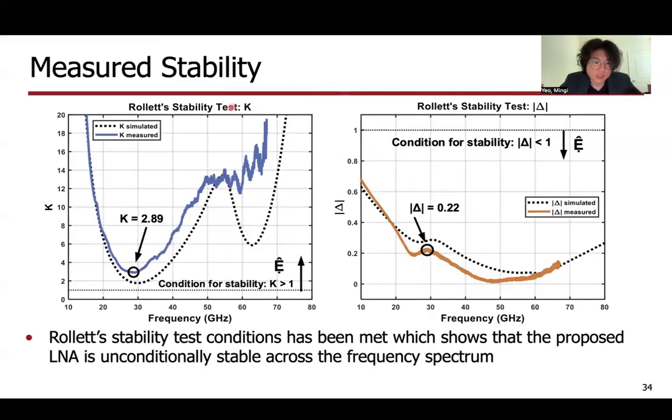The plots here show the Rollett stability test results. The plot to the left shows the K factor, and the measured K factor in blue here remained above 1. These are supposed to be smiley faces to represent that it met the condition. Likewise for this, the measured delta factor in yellow on the plot to the right remained below 1 and met the conditions for the Rollett stability test. As both Rollett stability conditions have been met, our LNA is unconditionally stable across the full measured frequency spectrum.